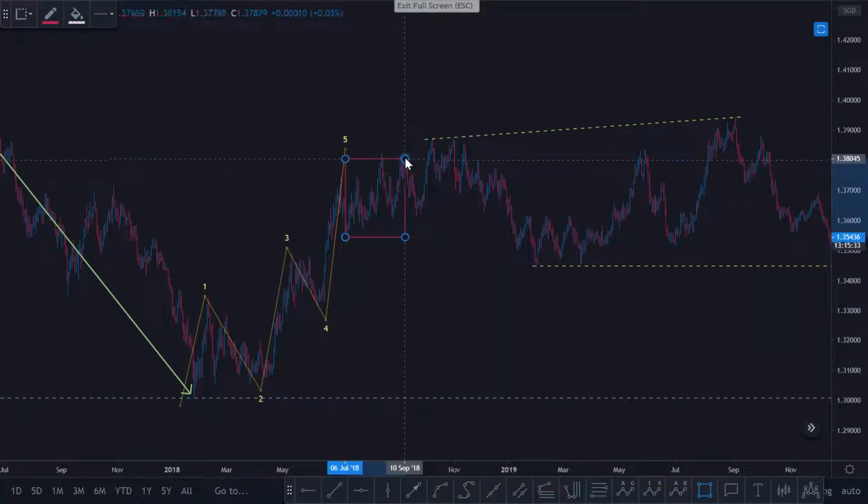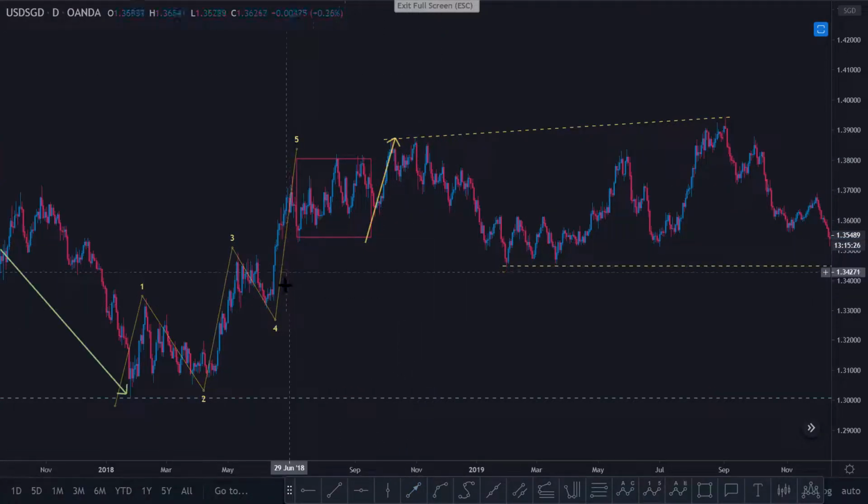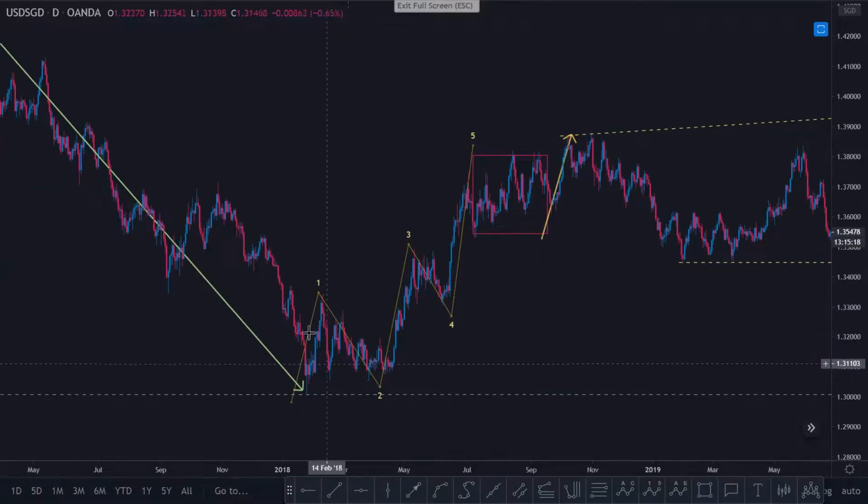All of this is a correction again. Then we have another impulse. So this is a 7-wave structure rather than a 5-wave structure. And if we were trying to fit this into a 5-wave structure, we would have to curve fit this quite a lot.